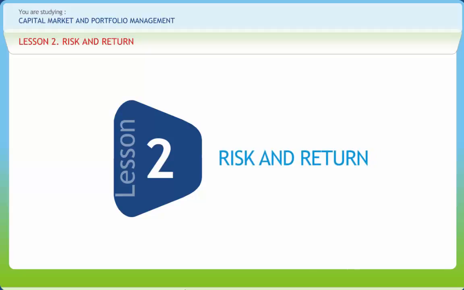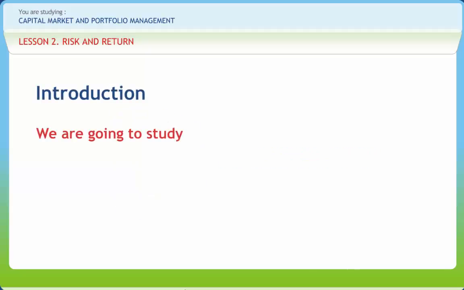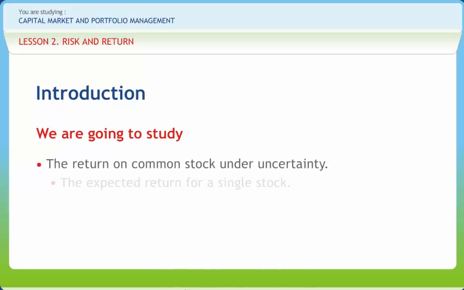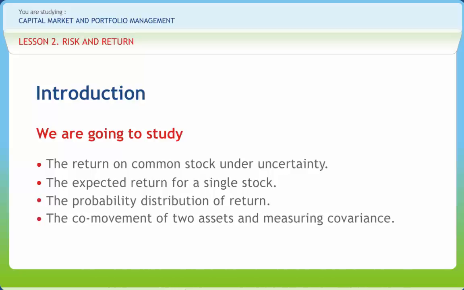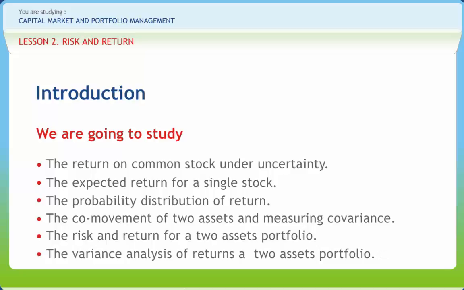Risk and return. We all know that the return earned on investments represents the marginal benefit of investing. In this lesson, we will discuss the return on common stock under uncertainty, the expected return for a single stock, the probability distribution of return, the co-movement of two assets and measuring covariance, the risk and return for a two-asset portfolio, the variance analysis of returns, and two assets portfolio.